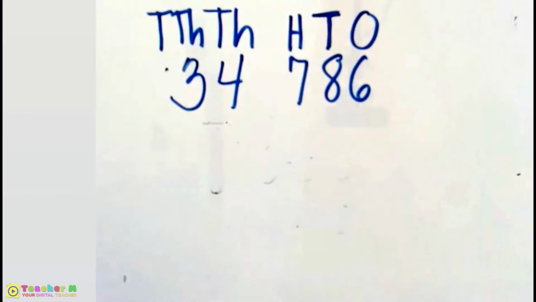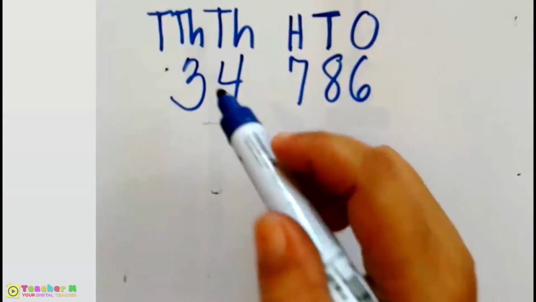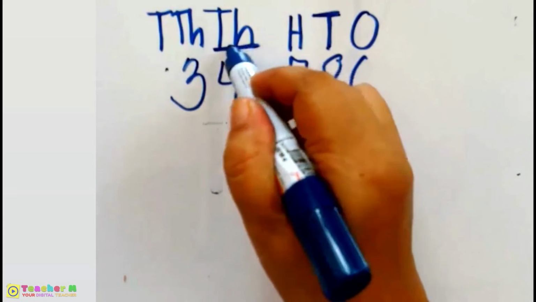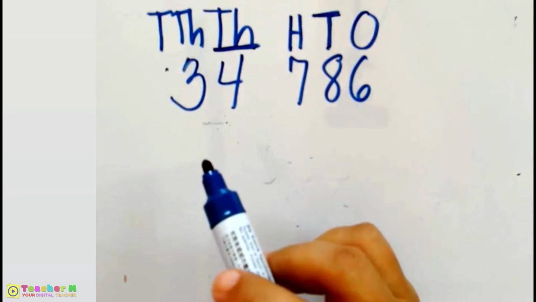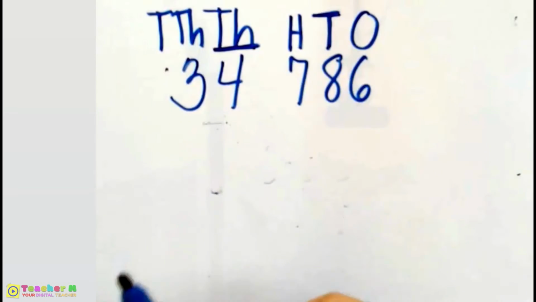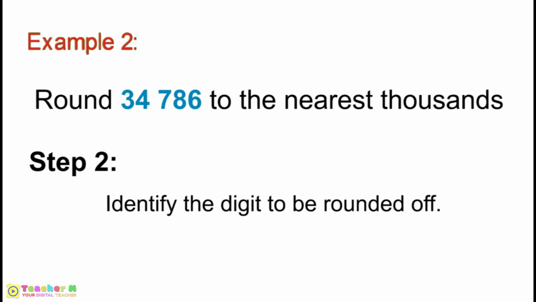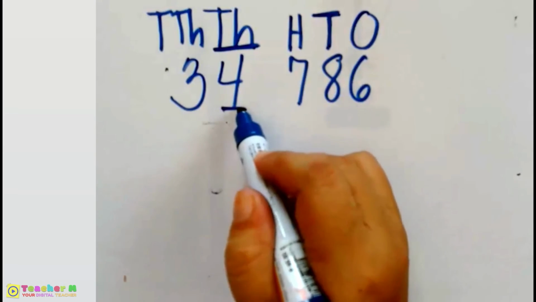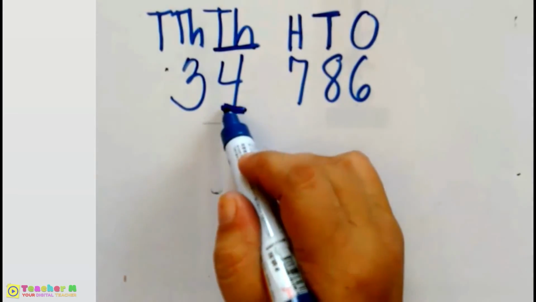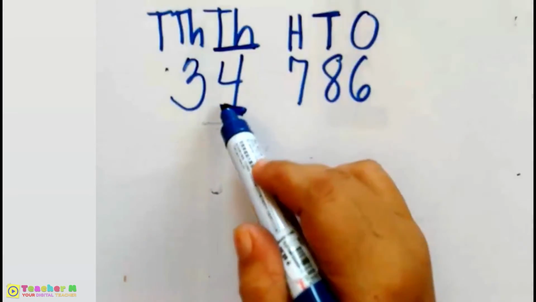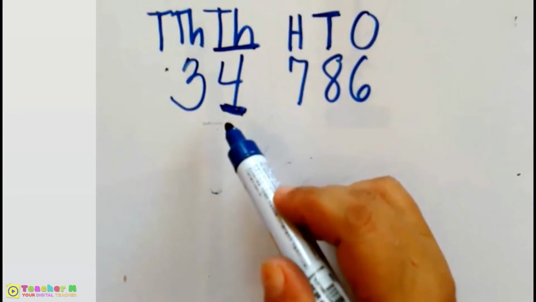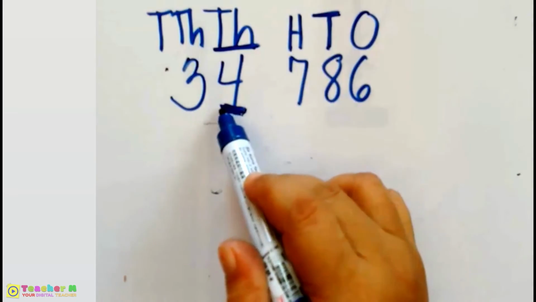Since we're going to round this number to the nearest thousands, I will underline the place value of thousands here. After labeling each digit with the correct place value, we will now do step 2, which is to identify the digit to be rounded off. The digit to be rounded off here is 4, because 4 is the digit found in the thousands place. So we will underline 4, as a guide that this is the digit to be rounded off.